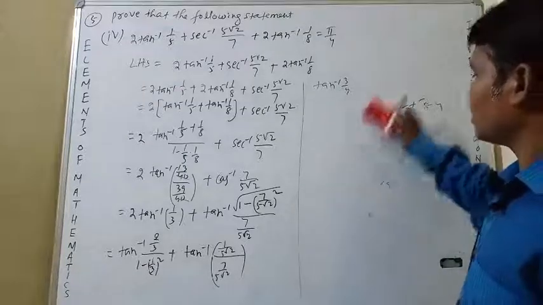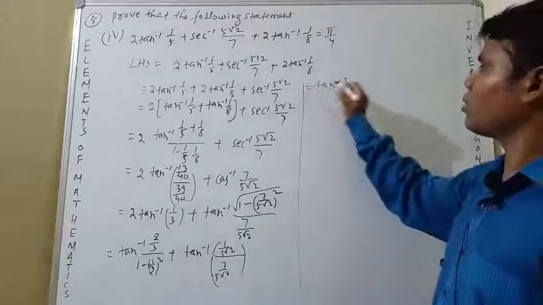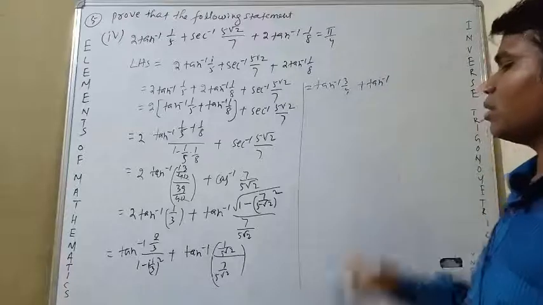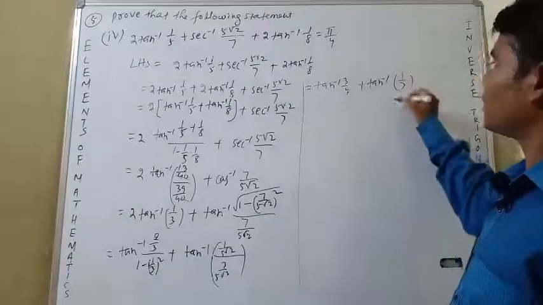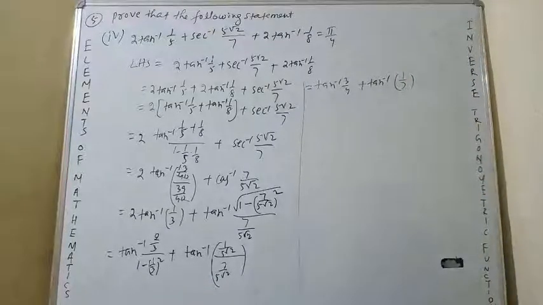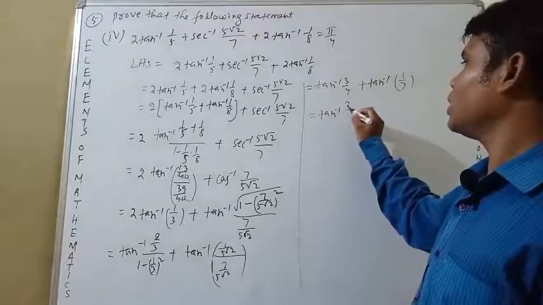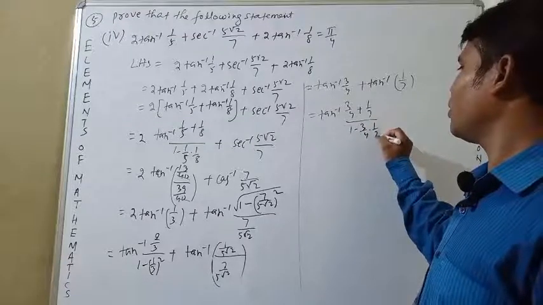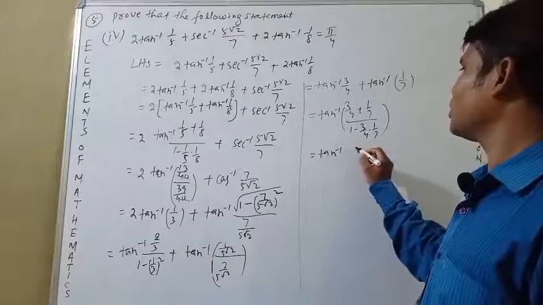Okay, next you see, tan inverse plus tan inverse. You see 5 root 2, 5 root 2 will cancel out, 1 by 7. Okay, now you apply tan inverse x plus tan inverse y. You see this is tan inverse 3 by 4 plus 1 by 7 divide 1 minus 3 by 4 into 1 by 7, is equal to tan inverse.